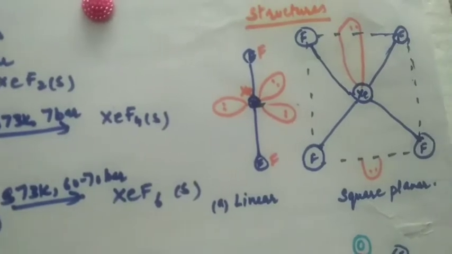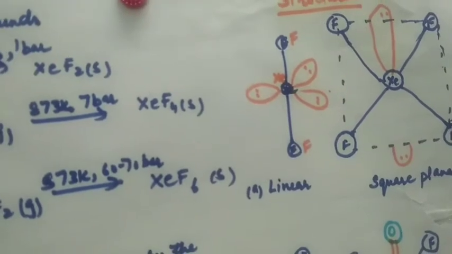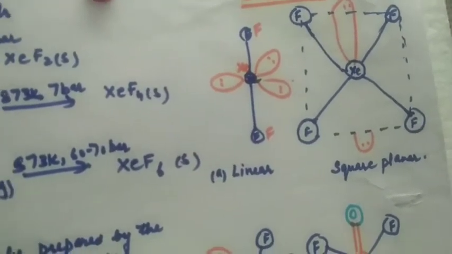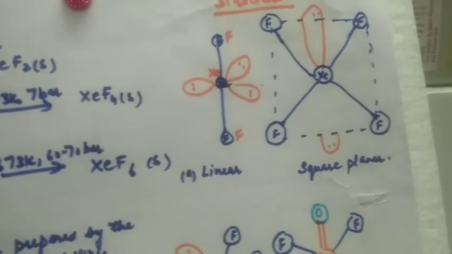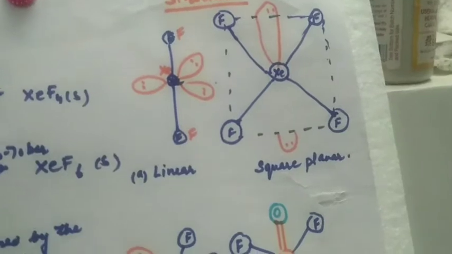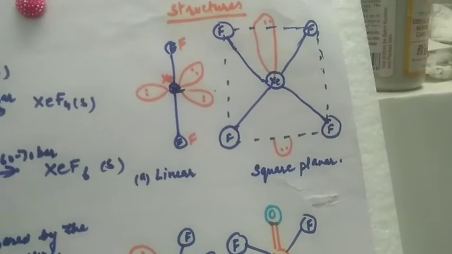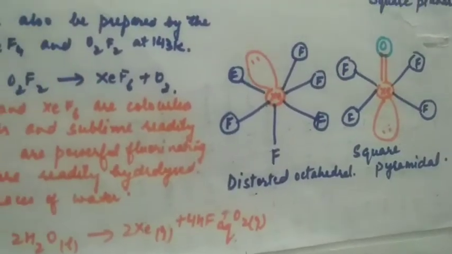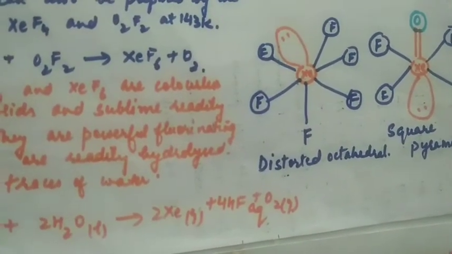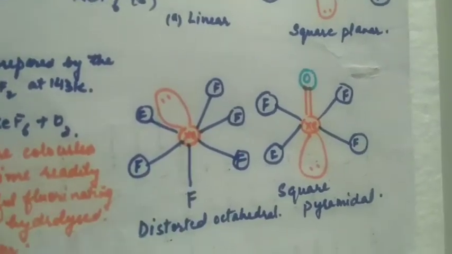Actually the hybridization is sp3d and the structure should be trigonal bipyramidal, but the equatorial positions are occupied by lone pairs of electrons, so the structure is reduced to linear. Similarly, xenon tetrafluoride should be octahedral, but it's square planar because the axial orbitals are occupied by lone pairs of electrons. Then xenon hexafluoride is distorted octahedral because out of 7 electron pairs, 1 is a lone pair.